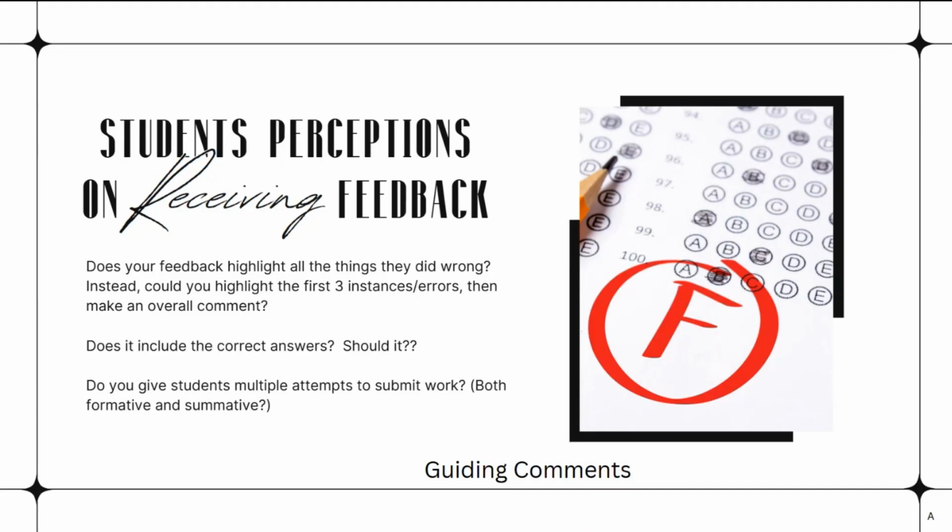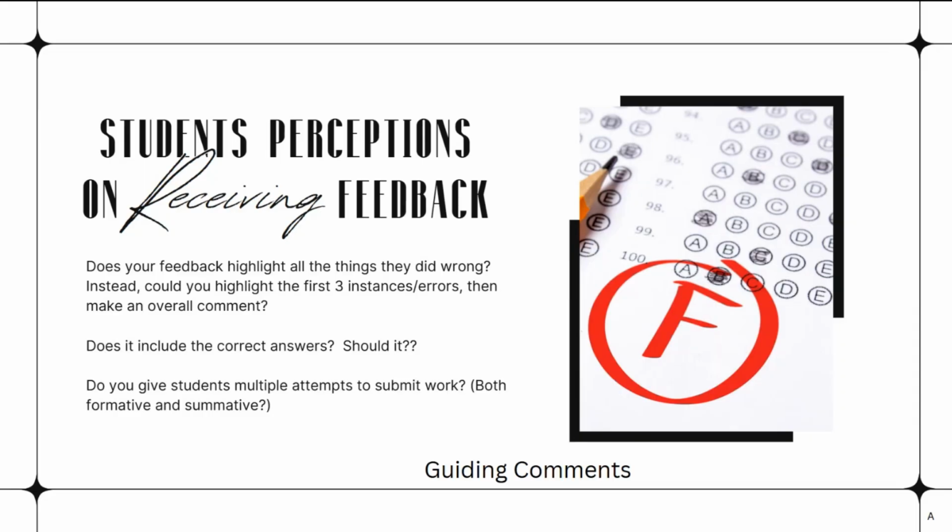So we're going to go into those 4 T's eventually, but does your feedback highlight all the things they did wrong? And we're asking, should it? I'm not saying there's a right or wrong answer here, but I would have a worksheet where if a student got 20 things wrong, I had 20 red circles highlighted on that piece of paper. And then I would make a comment to them and say, see what you did wrong here. You can redo this. This is a formative piece of work. Let's meet, let's talk. I'll help reteach it.